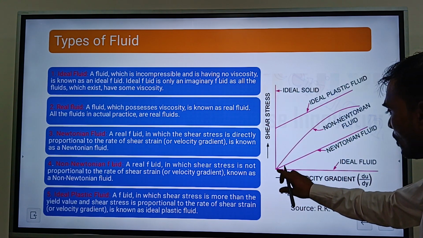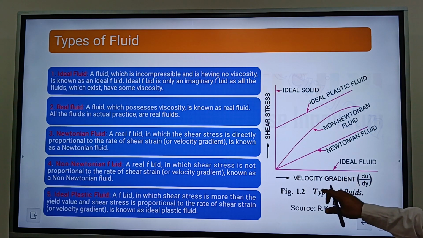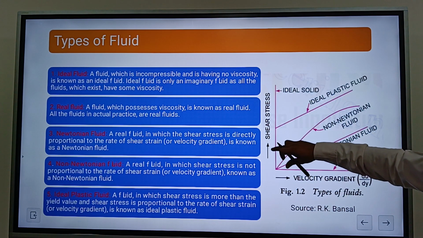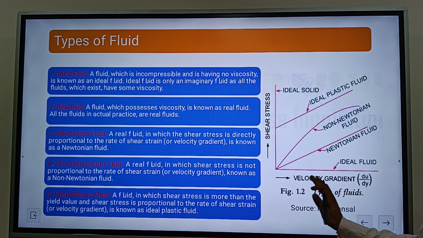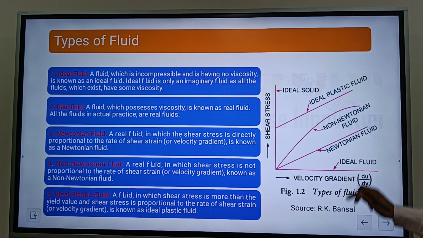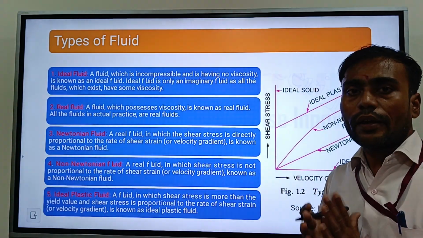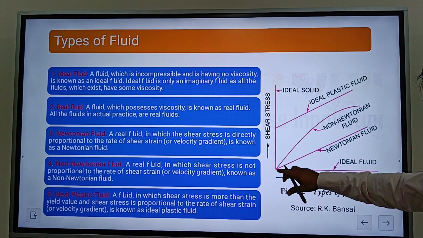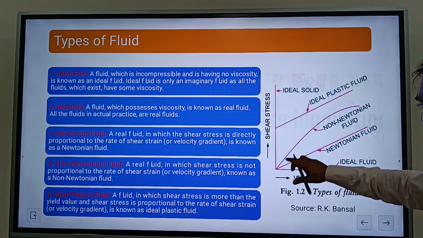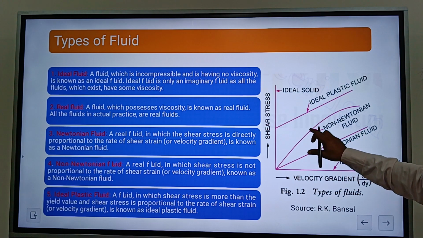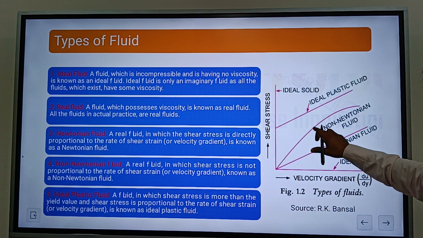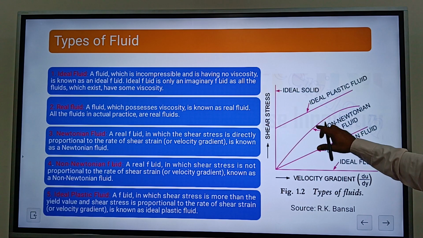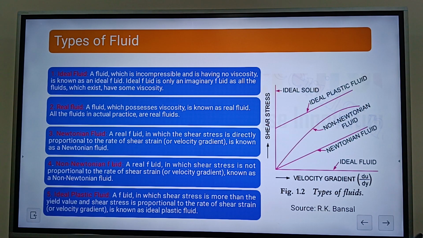Newtonian fluid basically follows a linear pattern. Means if we increase the velocity gradient, then shear stress will also increase in the same proportion. Whereas in case of non-Newtonian fluid flow, a change in the velocity gradient does not necessarily maintain the same proportion of the shear stress. For example, this curve is showing linear behavior up to this point, and after this point, its behavior changes.